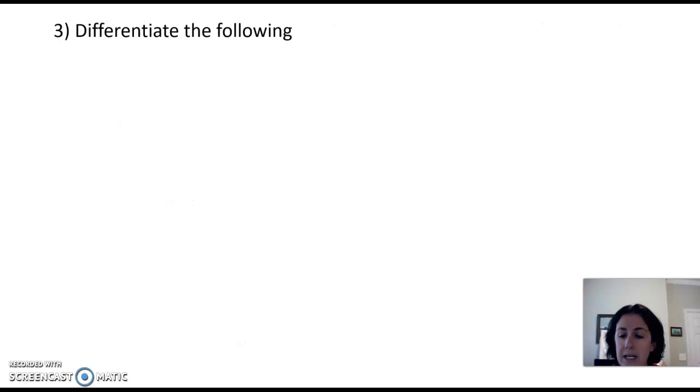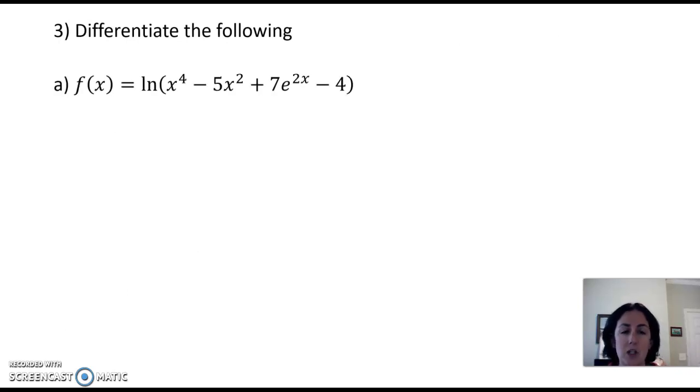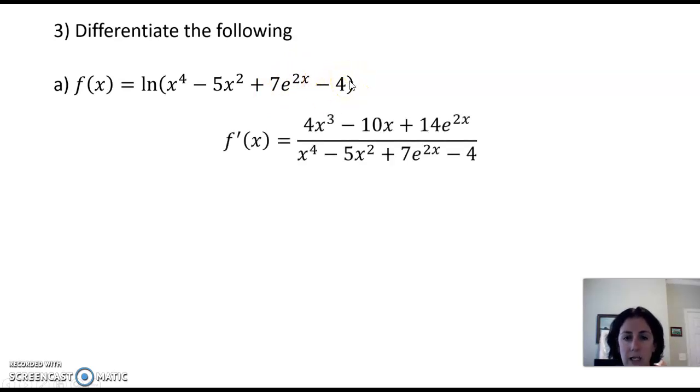All right, let's differentiate. So let's differentiate the natural log of x to the 4th minus 5x squared plus 7e to the 2x minus 4. To take the derivative of the natural log, it's the derivative of this inside function divided by this inside function. So we'll take the derivative, that'll be 4x cubed minus 10x plus 7 times the derivative of the power, which is 2 times e to the power 2x, minus the derivative of 4 is 0.